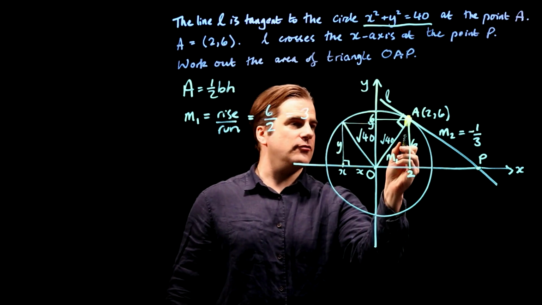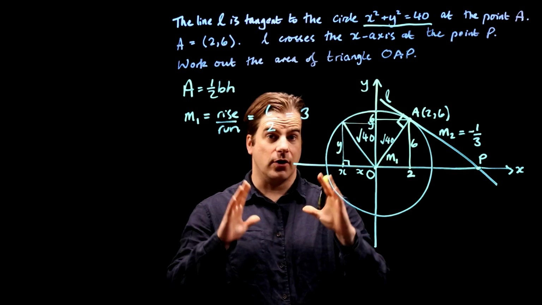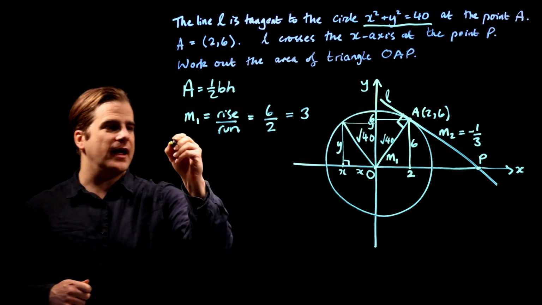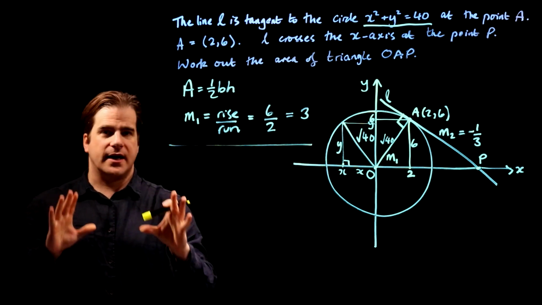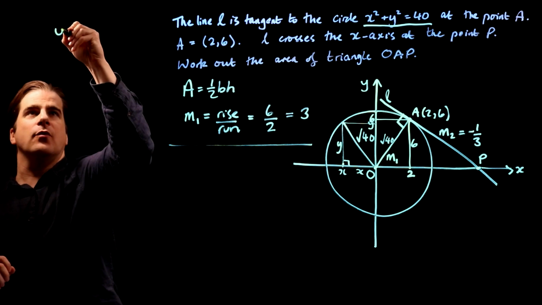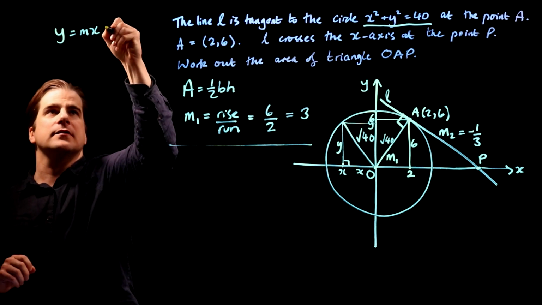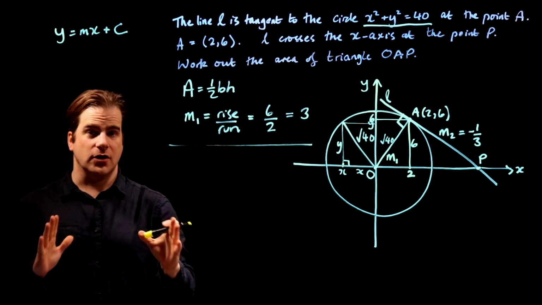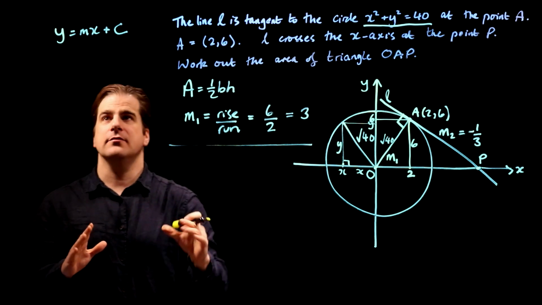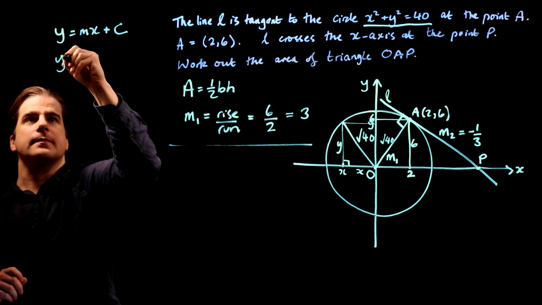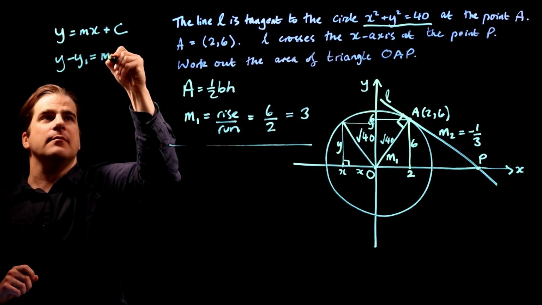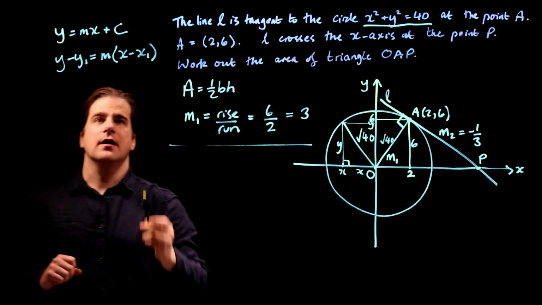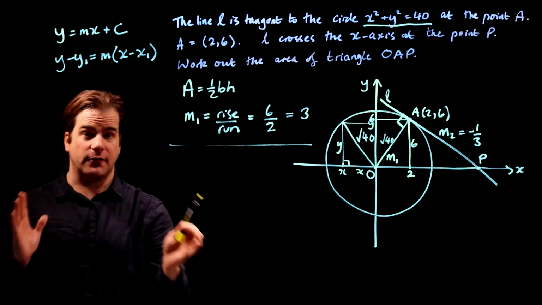So, we know L goes through 2, 6, and we know it's got gradient a third. So we've got enough information to get the equation of the line. So let's do that. The equation of L, we can use this form, y equals mx plus c. That is a perfectly respectable equation of a straight line. But I'm going to use the other version, which is this: y minus y1 is m times x minus x1. These are the same equation, just in different form.